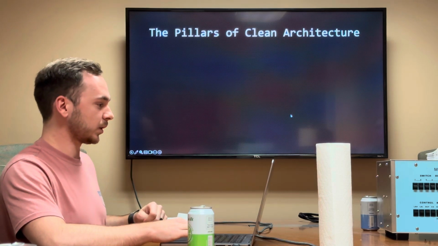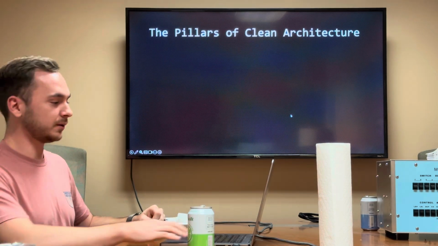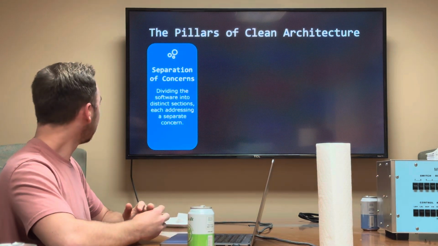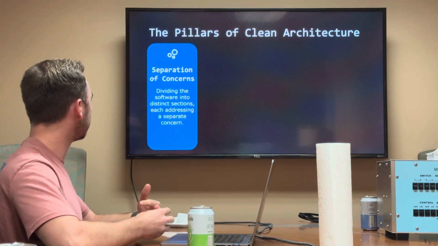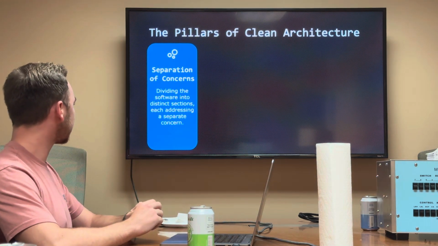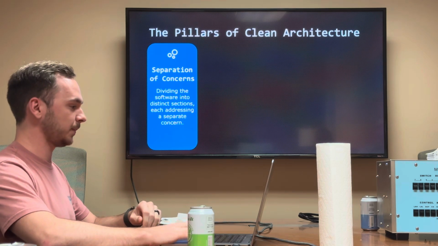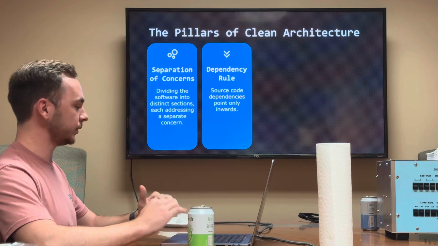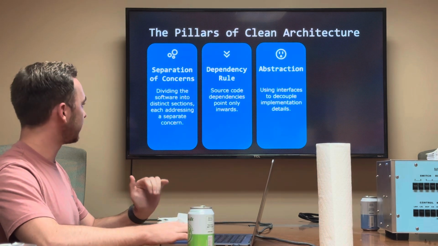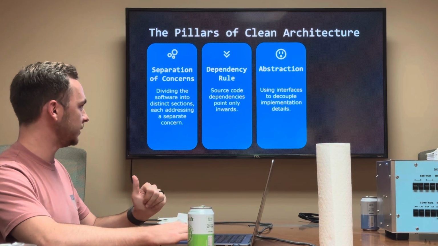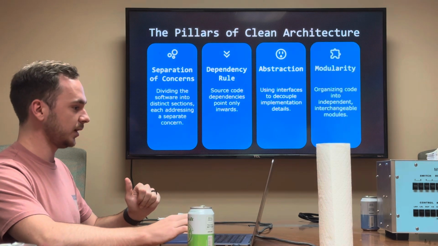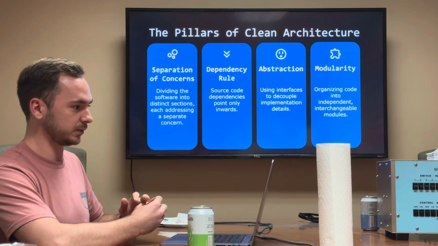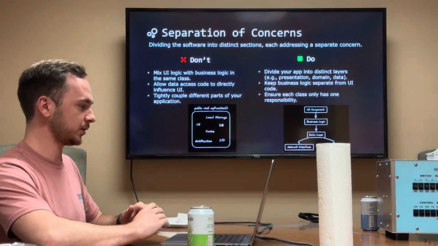So we're going to talk about the pillars of clean architecture. There's 4 pillars, and we're going to dive into each one of these in this presentation. The first one is separation of concerns, where we want to divide the software into distinct sections, each addressing a separate concern. We're going to talk about the dependency rule, where we want source code dependencies to point only inwards. We're going to talk about abstraction, which is using interfaces to decouple implementation details, and then modularity, where we're going to organize code into independent, interchangeable modules. And so let's dive into each of these.